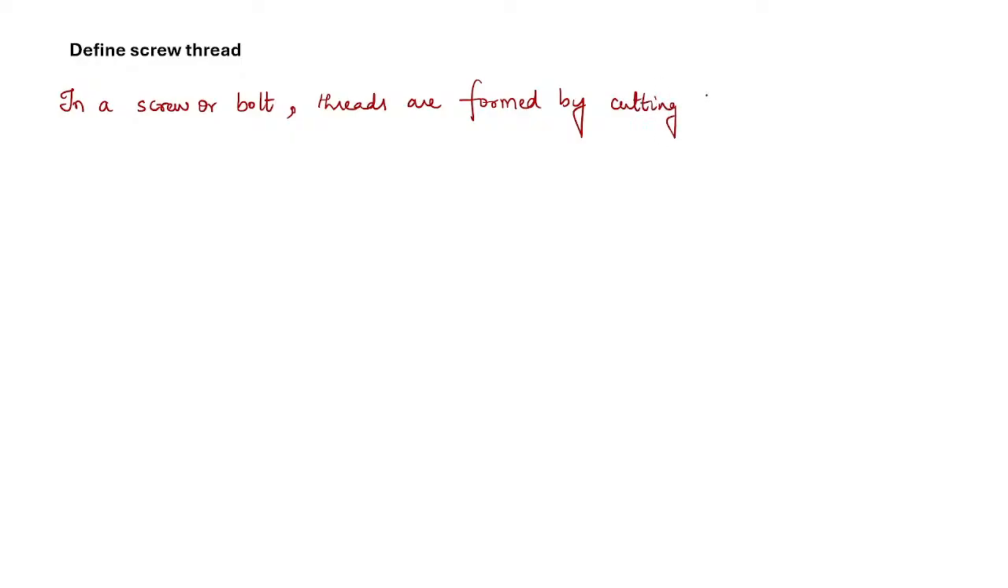Define the screw thread. In a screw or bolt, threads are formed by cutting a continuous helical groove on a cylindrical surface.